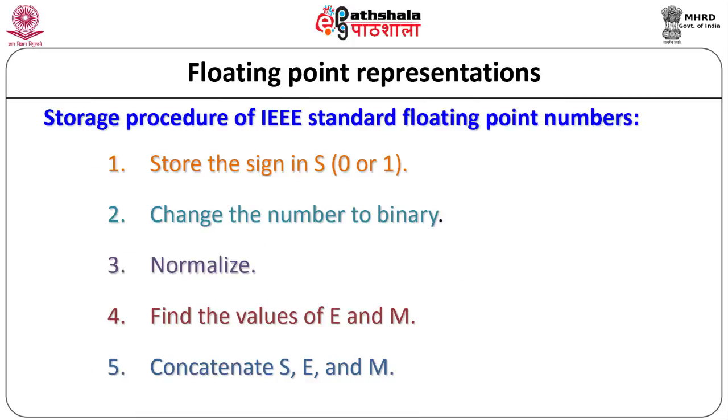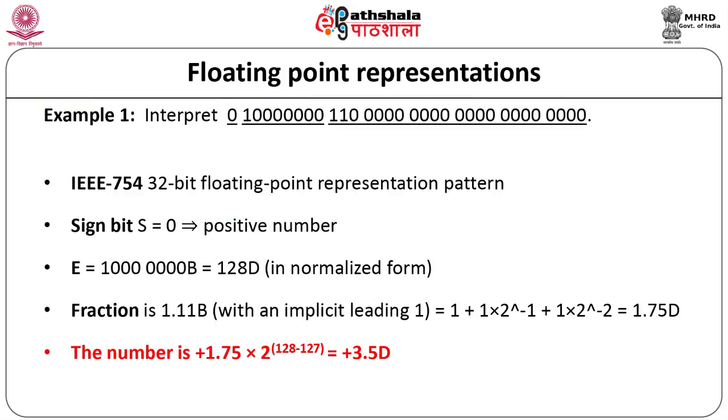For storing IEEE standard floating point numbers, the following procedure needs to be followed. First, store the sign as either 0 or 1. Second, change the decimal number to binary. Third, normalize the floating point number. Fourth, find the values of E and M. And fifth, concatenate S, E and M. Let us take an example to understand floating point representation.